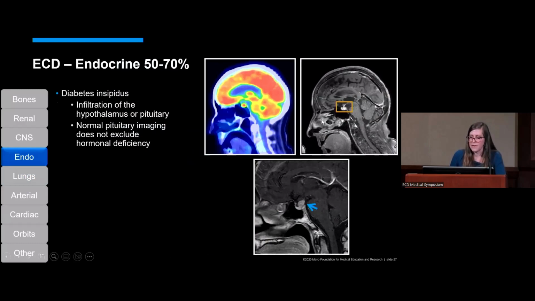And so MRI is a lot better to evaluate the brain. As you can see on here, there's thickening of the pituitary stalk and the pituitary gland itself, and more mass-like thickening of the pituitary stalk here.